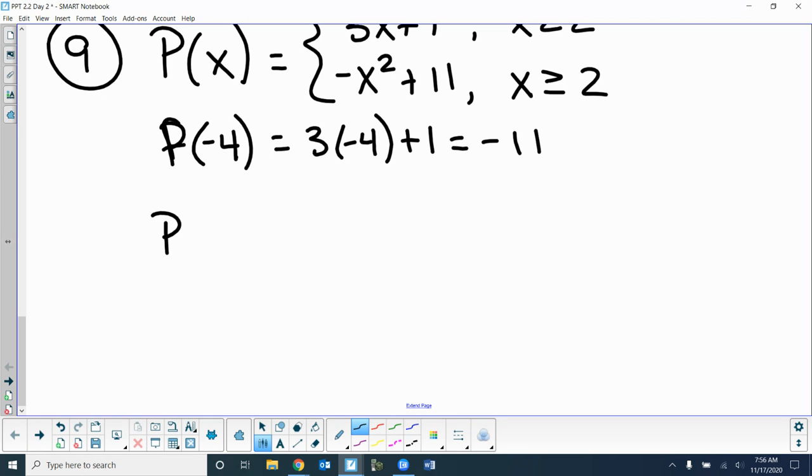Not F, sorry. I'm used to using F for my function. Well, if you look at the square root of 5, it's like 2.2. All right? So that fits there, right? 2.2 is bigger than that.